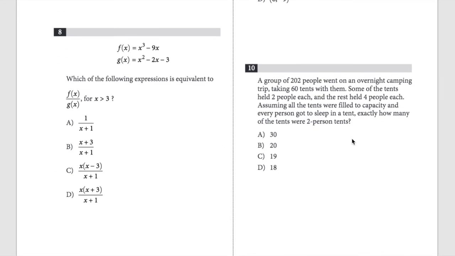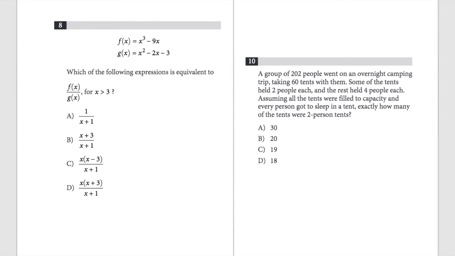Okay, number 10. A group of 202 students went on an overnight camping trip, taking 60 tents with them. Some tents held 2 people each and the rest held 4 people each. Assuming all tents were filled to capacity and every person got to sleep in a tent, exactly how many of the tents were 2-person? So we know that some of the tents held 2 people each and the rest held 4 people each.